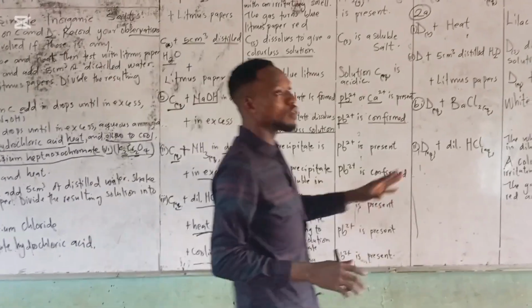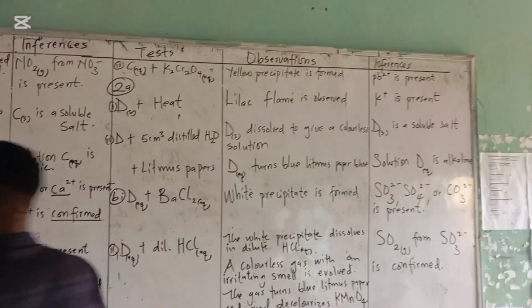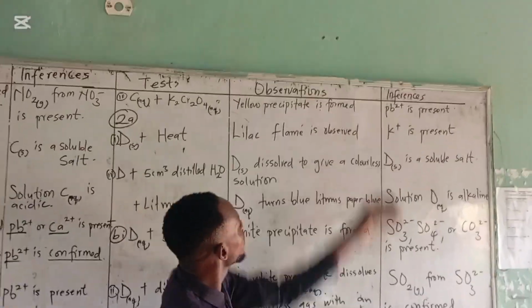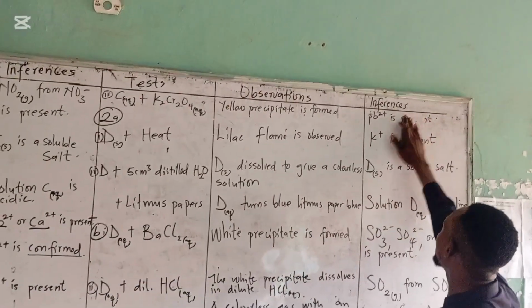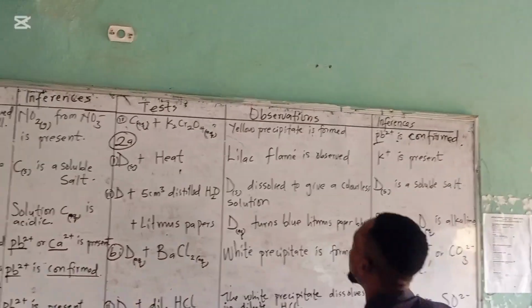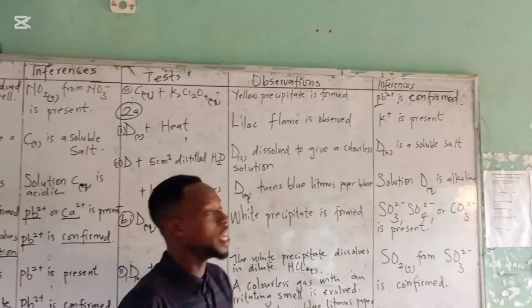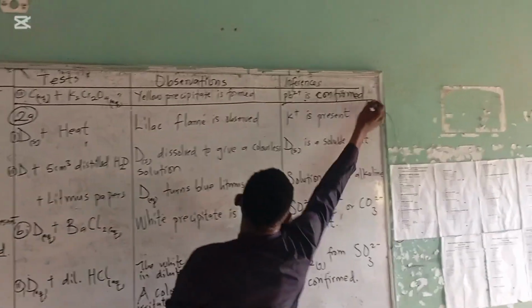And to the fourth portion of our sample C, the instruction says we should add K2Cr2O7, which is known as potassium heptaoxodichromate 6. Now, when you add potassium heptaoxodichromate 6, what do we have? A yellow precipitate is present. Yeah, we have the formation of yellow precipitate. This actually confirms lead 2 plus. Lead 2 plus is confirmed here. Now, this is the end of question number 1.